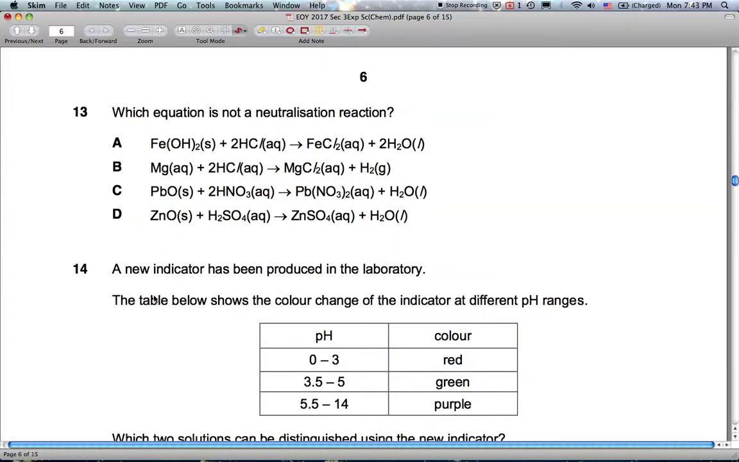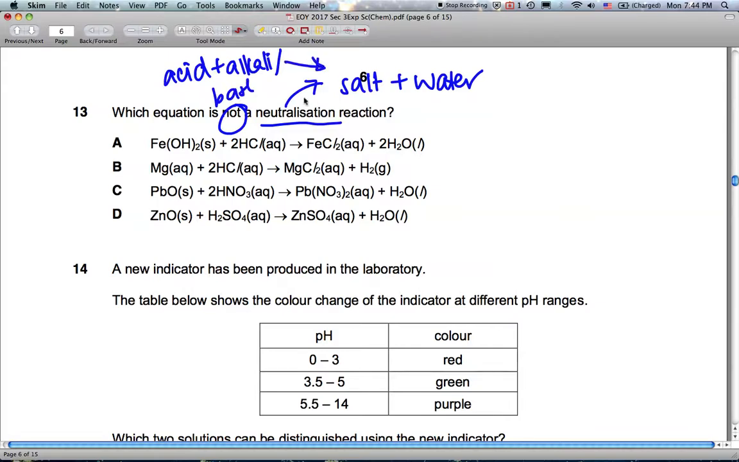Question 13, which equation is not a neutralization reaction? So a neutralization reaction, just to recap, the products are salt plus water, right? And this is a result of acid plus alkali or base, and we get our salt and water. So let's take a look at which is not a neutralization reaction. In this case, this is the alkali, this is the acid, we get salt and water. So A is out. B, magnesium plus hydrochloric acid, we get magnesium chloride and hydrogen gas. So this is not water. Okay, so this is our answer.